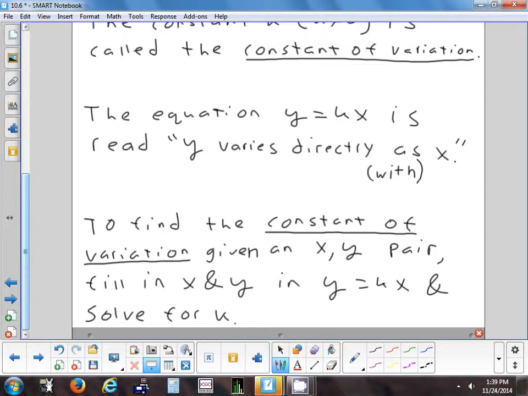So if they ask you to find the constant of variation, they've got to give you a little information to do that. Generally, what they're going to give you is a coordinate. What's another name for a coordinate? Coordinate pair, ordered pair, yeah. So they're going to give you an ordered pair. They'll give you an x, they'll give you a y. You're just going to fill in the x and the y, and you're going to solve for k. This is going to be a very easy equation to solve. Very, very easy.